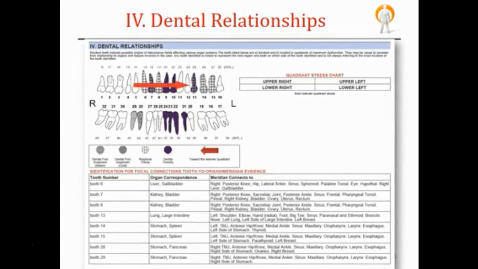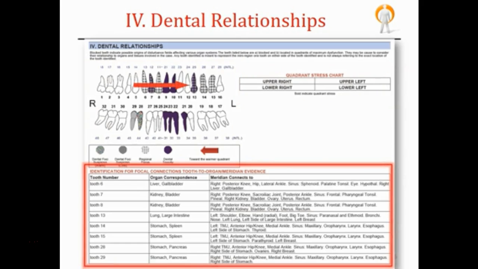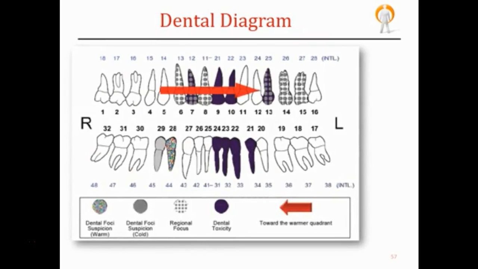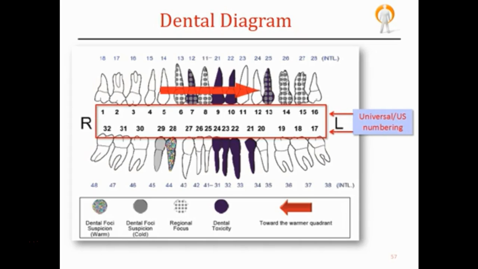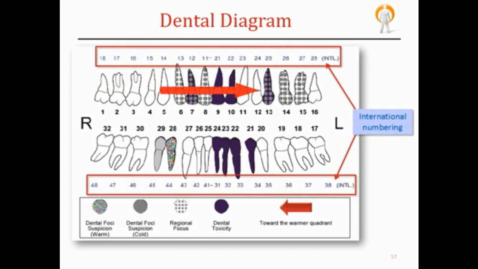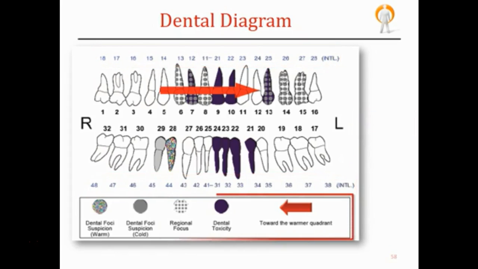Section 4 has 3 subsections that portray the dental health and systemic connections: the dental diagram and legend, the quadrant stress chart, and the tooth organ connection chart. Let's start with the dental diagram. On the dental diagram, the universal numbering system used in the United States is located between the upper and lower jaws, and the international numbers are above the upper jaw and below the lower jaw. The legend shows colorings for possible infections, focal disturbances, and dental toxicity.